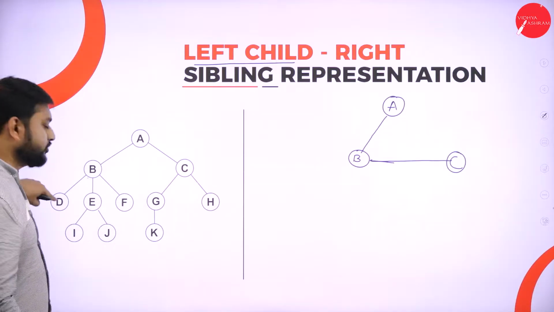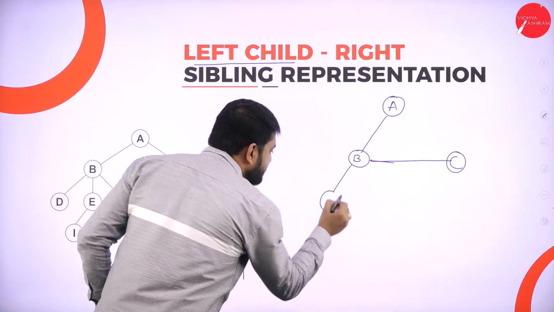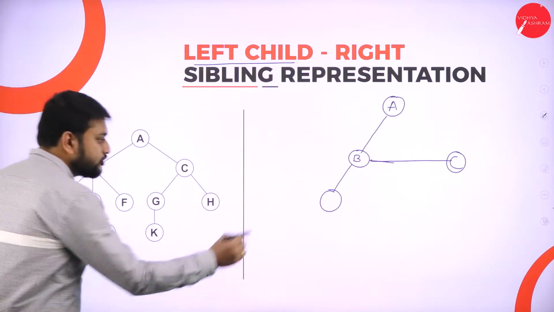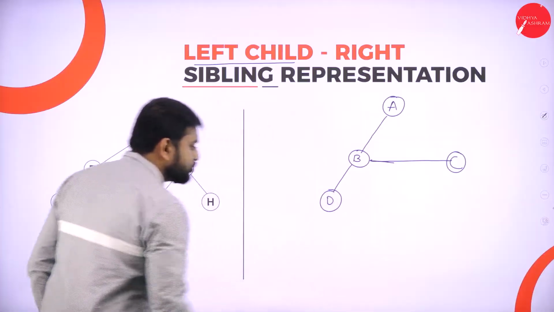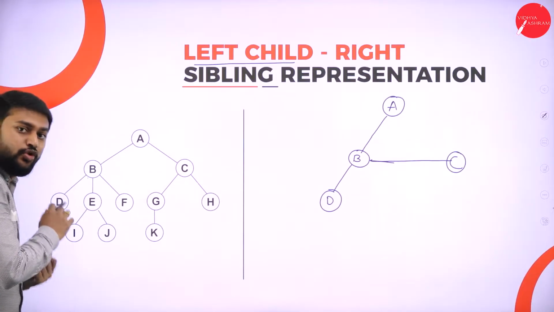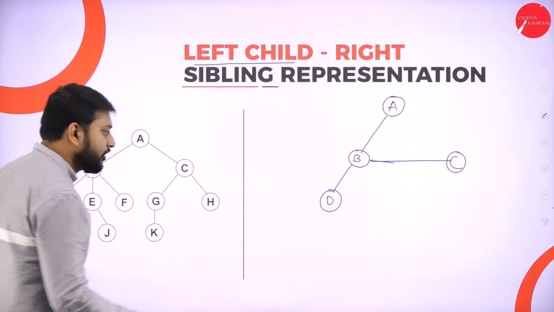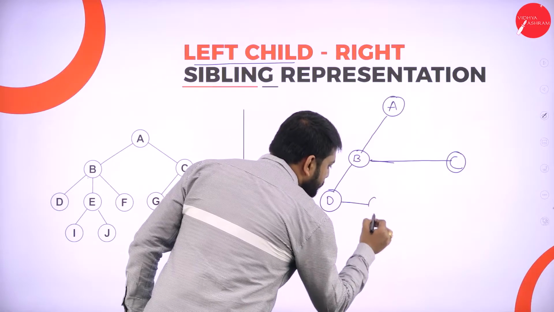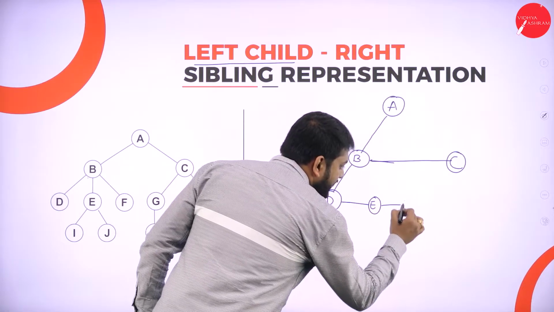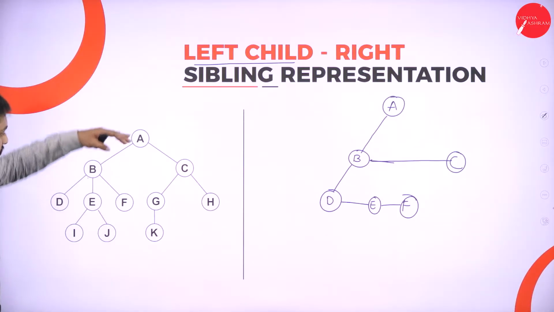Fine. When it comes to the next one, I have the next left child, so observe, I have D. Let me just write D. After that, for D, D is a left child. For D, which one is the right sibling? I have E and F. That's what you need to remember. So fine. Let me just write E and then F. That's what you need to observe here. So fine. I'm done with this part.